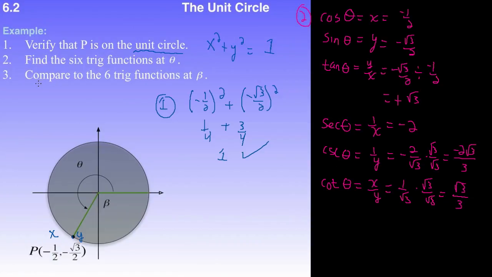And then now question 3 says compare those 6 answers to the 6 trig functions at B. And that sounds like a lot of work because now I've got a new angle. But if we look at our diagram, theta has an initial to terminal that puts us in quadrant 3. Beta is the exact same thing but going in a different direction. So despite the fact the angles are much different, theta is a very large positive angle and beta is not quite of a large negative angle, I wind up at the exact same point. So the 6 trig functions at beta are the exact same thing as the 6 trig functions for theta. So the answer to 3 is exactly the same as the answer to 2.